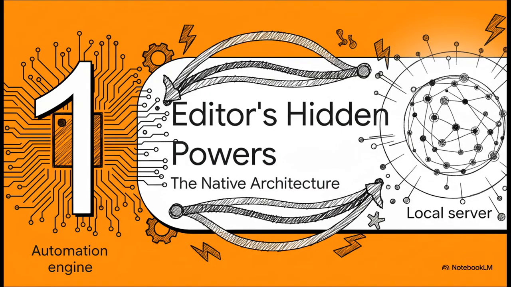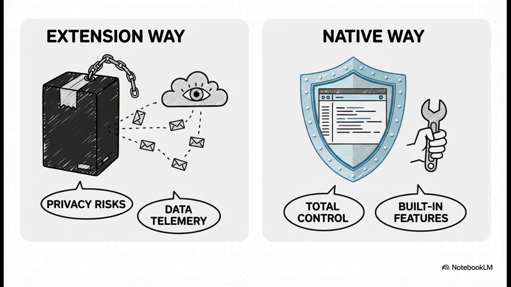You see, the key here is realizing we don't need to bolt on new functionality. We just need to connect two incredibly powerful systems that are already at our fingertips: VS Code's built-in automation engine and Ollama's local API server. And the contrast between these two paths is, well, it's stark. The extension way means you're dealing with external dependencies, potential data leaks, and a system you can't really audit. The native way, though, it's 100% private. Your code never leaves your machine. Full stop. It's transparent, it's stable, and it gives you total sovereign control over your entire setup.